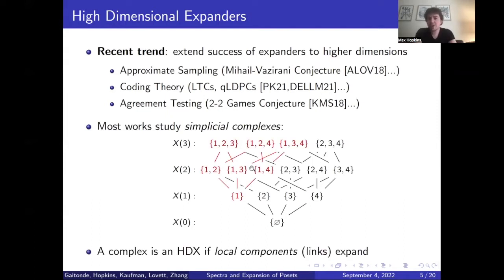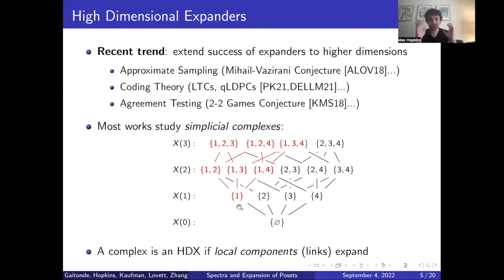And when do we call a complex a high-dimensional expander? Well, we'll take a recently popular local definition that more or less says that a complex is a high-dimensional expander if every local component or every restriction along the complex is an expander graph, in particular a spectral expander. So briefly, what does this mean in a little bit more detail?